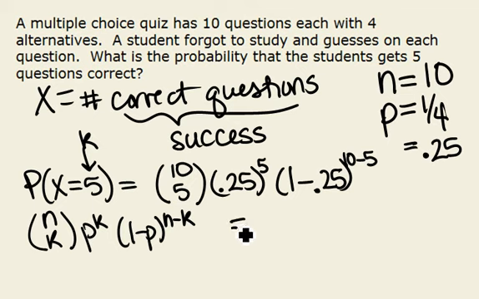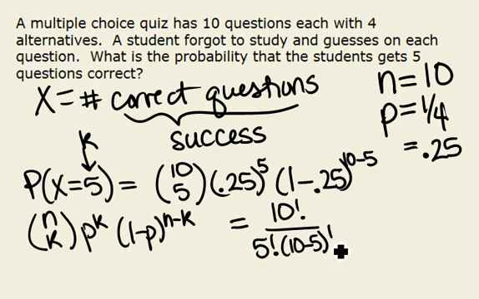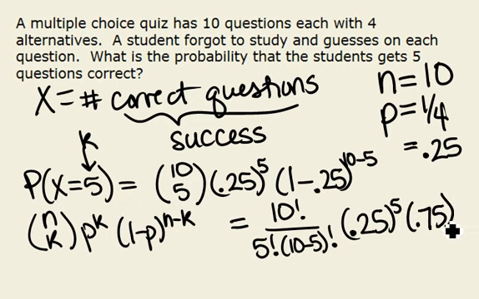So we can calculate this out. 10 choose 5 is 10 factorial over 5 factorial times 10 minus 5 factorial. We've got 0.25 to the power of 5 and 0.75 to the power of 5. This first expression is equal to 252.